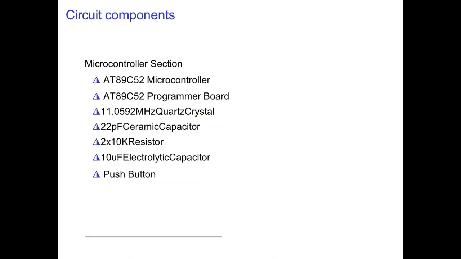Then coming to my circuit components, the circuit consists of 3 sections: microcontroller section, IR transmitter and receiver section, and at last the load section. The microcontroller section contains an 89C52 microcontroller, 89C52 programmer board, 11.0592 MHz quartz crystal, 22 pF ceramic capacitor, 2 10K resistors, 10 μF electrolytic capacitor and a push button.